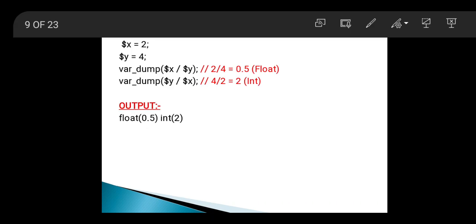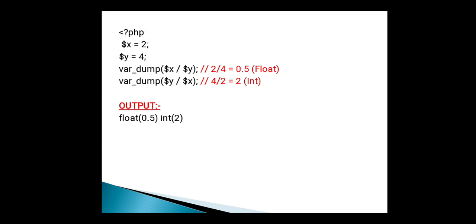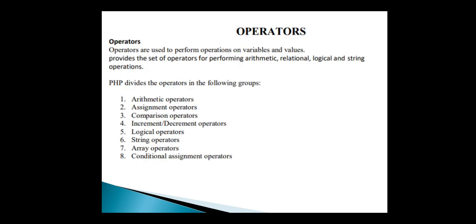Here you can see the example: PHP, x equals 5, y equals 4, var_dump of x divided by y. What will happen? It will divide the values and produce a floating value output. And if we interchange the variables, that is y and x, then we will get 4 divided by 2 equals 2, so the output will be an integer. If you want, you can write these comment lines in your notes. You can try this program in your online PHP compiler.